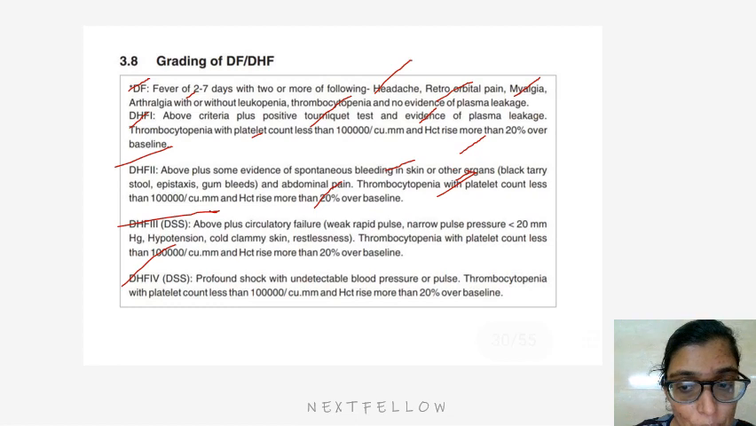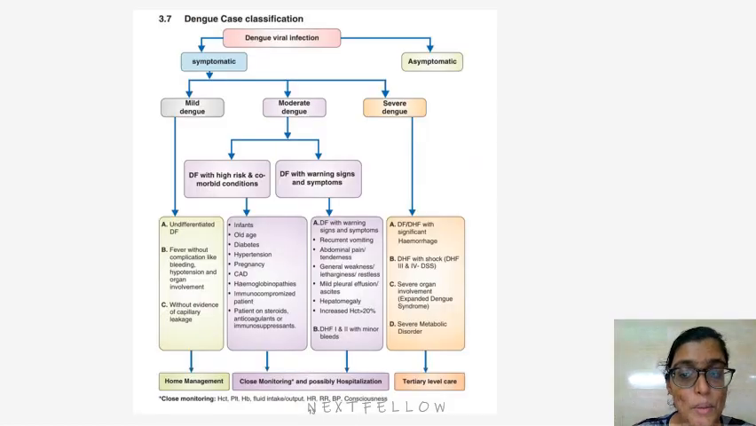Dengue hemorrhagic fever 3 involves circulatory shock with narrow pulse pressure, hypotension, cold, clammy extremities, thrombocytopenia with platelet count less than 1 lakh and hematocrit more than 20% over baseline. And a profound shock is DSS, that is dengue hemorrhagic fever 4, undetectable blood pressure and pulse. So this is a new update in the classification and guidelines of dengue fever.